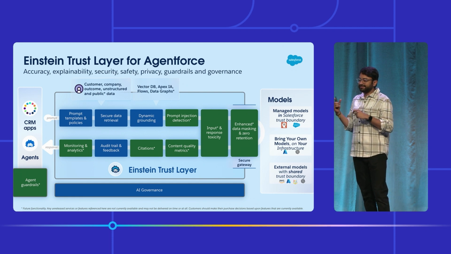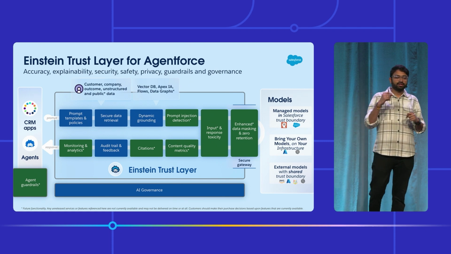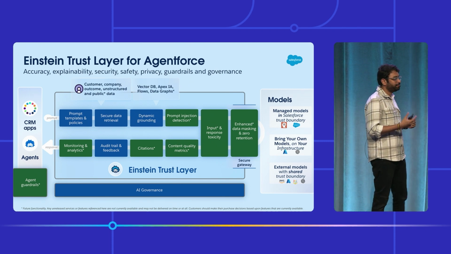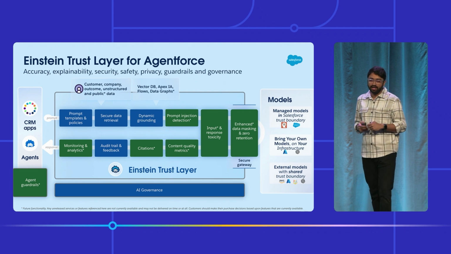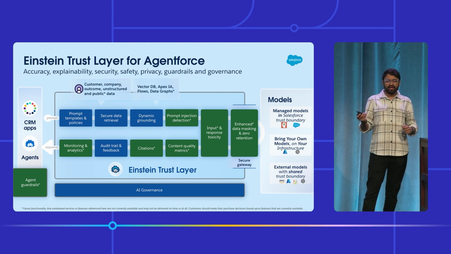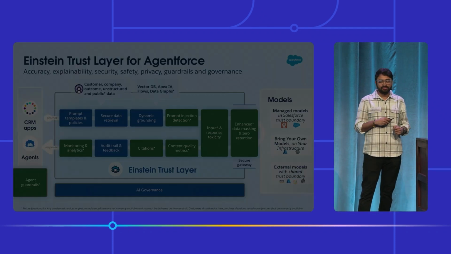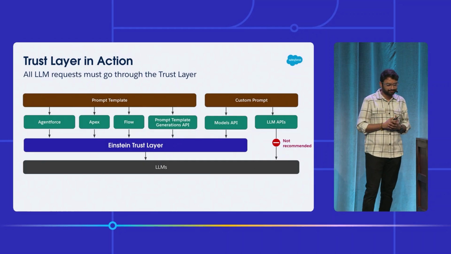So every single step that goes on through the trust layer, there is an audit mechanism. At any given point of time, you can see what is happening behind the scenes. So at a very high level, this is what we have. But let's dive into each of these topics.